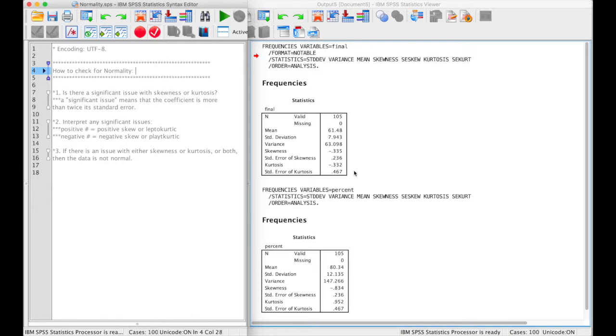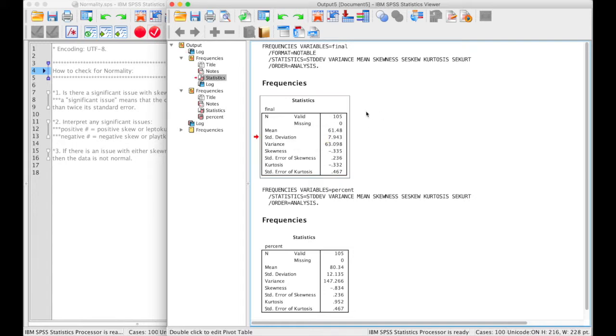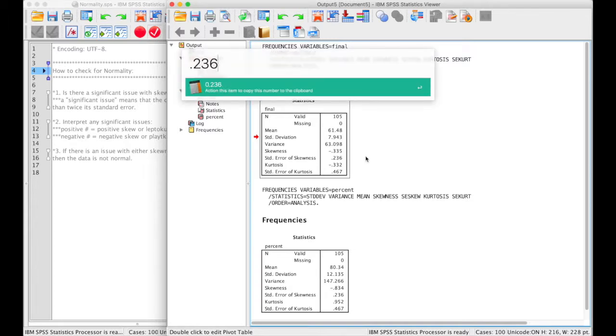So to identify whether there is an issue with skewness or kurtosis, you need to compare the coefficient to its standard error. As an example, we'll use these statistics for grades on a final exam. To check whether something has significant skew, you compare the coefficient to its standard error, and you first times the standard error by 2. And if the coefficient is larger than twice its standard error, then there is a significant issue.